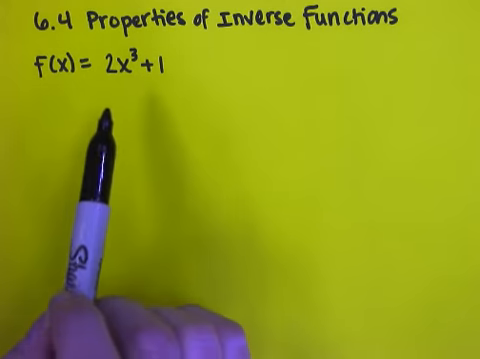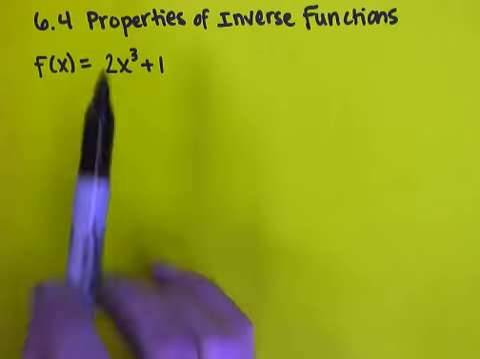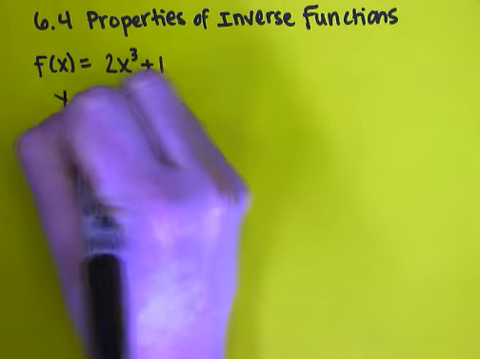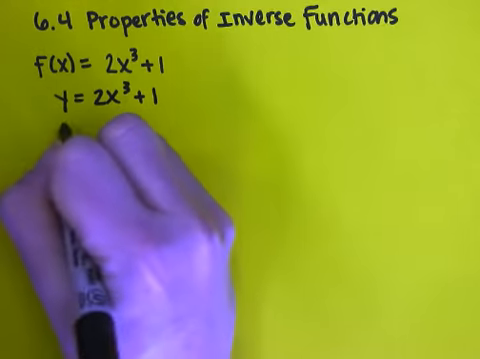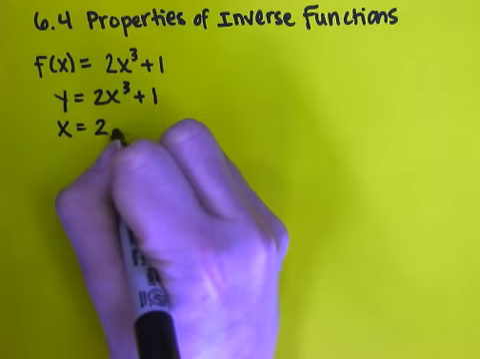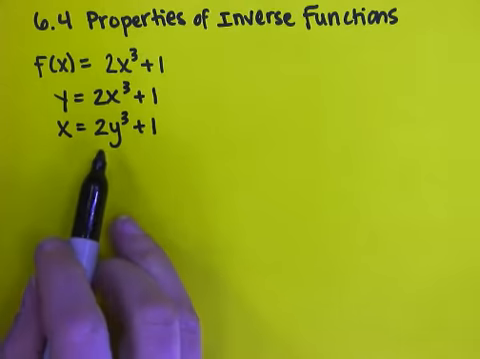Now let's explore some properties of inverse functions. First, I need to find the inverse of this function. So I'm going to write y equals 2x cubed plus 1. And then recall that we need to switch x and y. So I have x equals 2y cubed plus 1. I now need to solve for y.